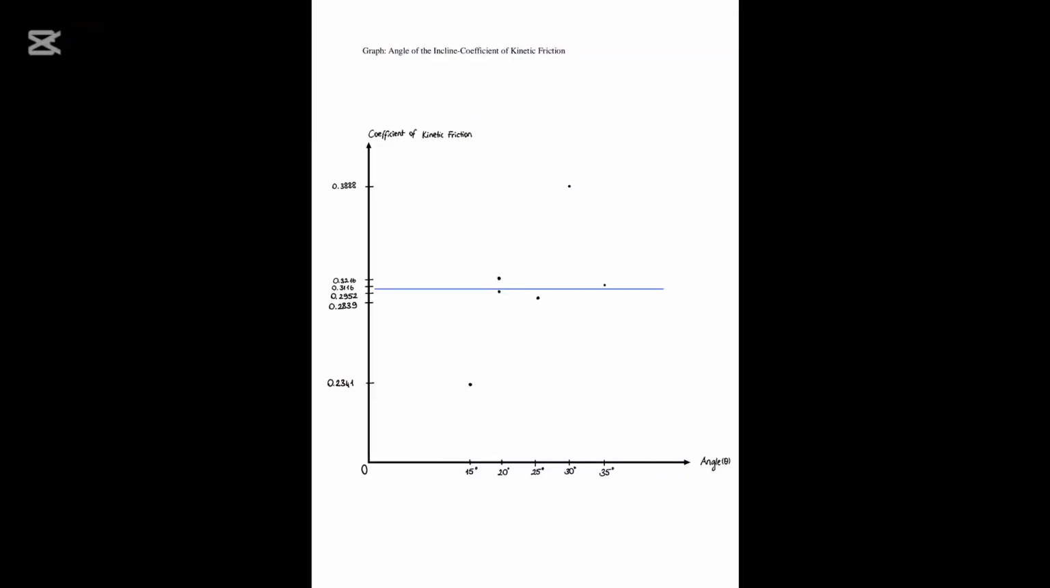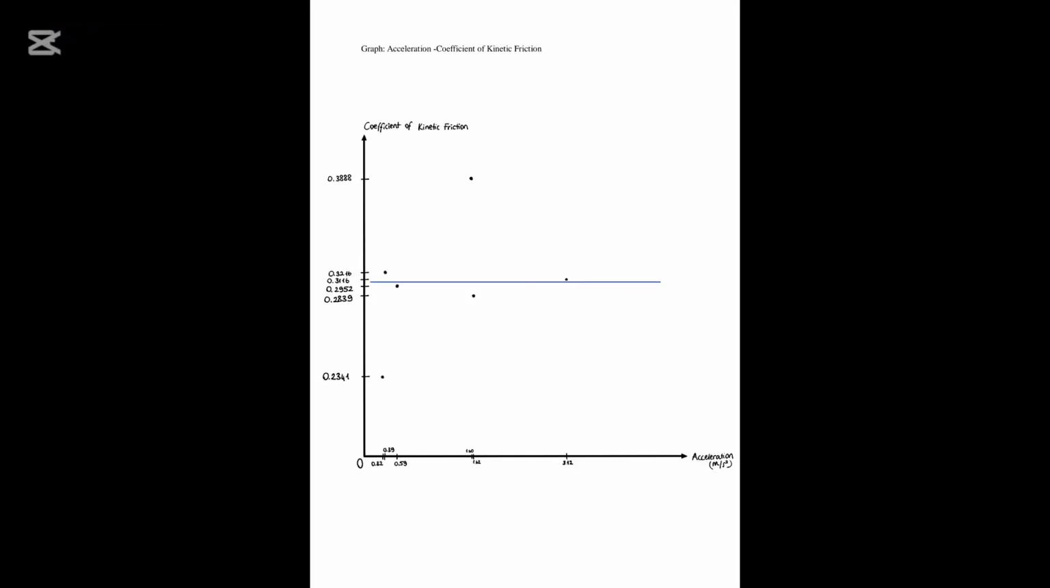In the last part of my experiment, I drew 2 graphs, one of which demonstrating the angle and kinetic friction coefficient relationship, and other one demonstrating the relationship between acceleration and kinetic friction coefficient. By considering errors from these graphs, it is seen that the kinetic friction coefficient of the inclined plane I use in my experiment is approximately 0.3.